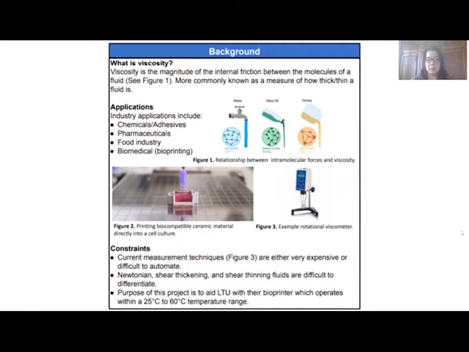Some of the constraints we were faced with in developing our device was that current methods of measuring viscosity are either very expensive or are difficult to make automatic. Newtonian, shear thickening and shear thinning fluids are difficult to differentiate between while measuring viscosity. And the purpose of our particular project was to aid and to go along with the bioprinter, which we have at Lawrence Technological University. This printer operates in the temperature range of 25 degrees Celsius to 60 degrees Celsius.